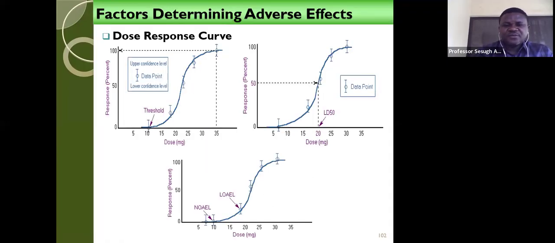Okay, at 10 milligram, no observable change. You have the threshold, right? At 10 here, no observable change. But when you get to 35, almost all of it is gone. That is why you have the flat top. Okay.